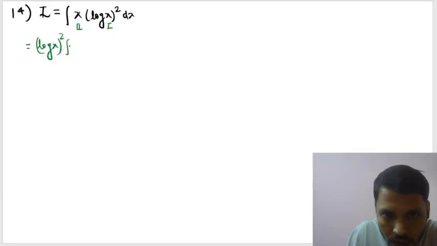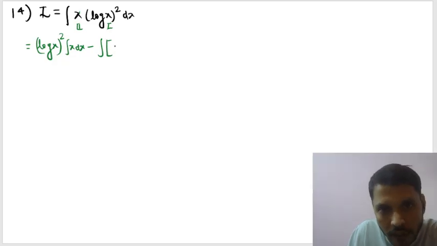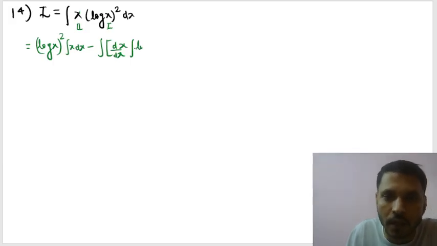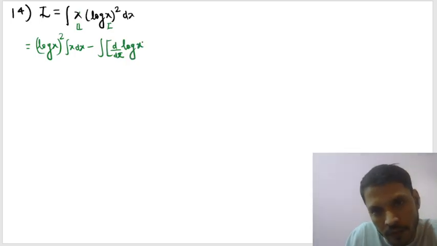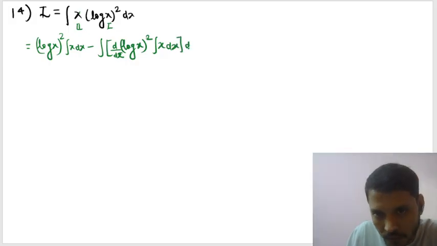The first function stays as it is, times the integration of x into dx, minus the integration of the derivative of the first function, that is d by dx of log x whole square, and then the integration of the second function, that is x into dx, and then bracket closed, again one more dx.